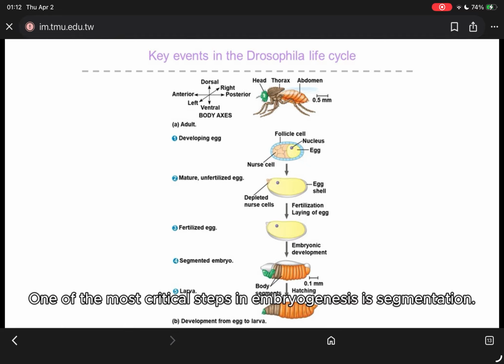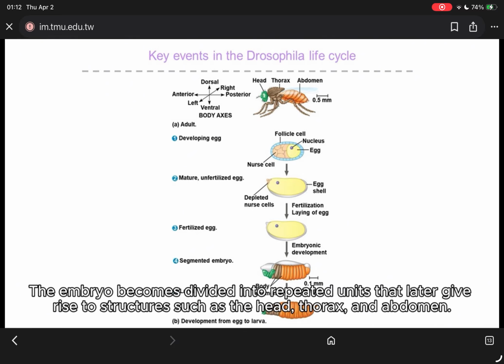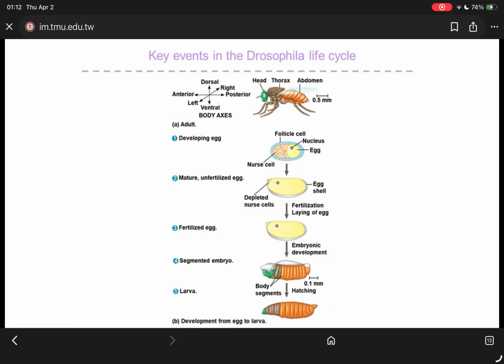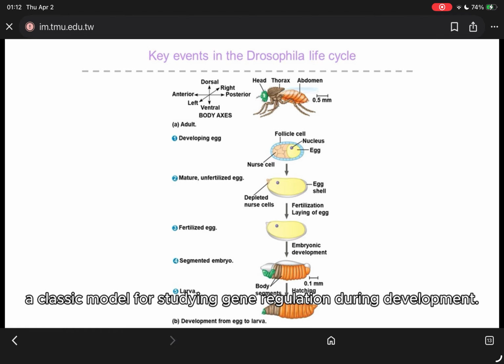2. Segmentation. One of the most critical steps in embryogenesis is segmentation. The embryo becomes divided into repeated units that later give rise to structures such as the head, thorax, and abdomen. This process is controlled by a cascade of genes, including maternal effect genes, gap genes, pair rule genes, and segment polarity genes, a classic model for studying gene regulation during development.